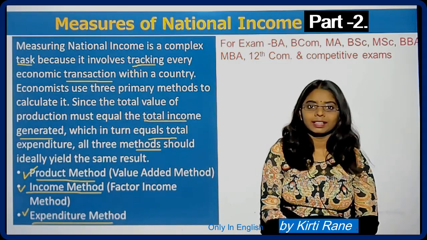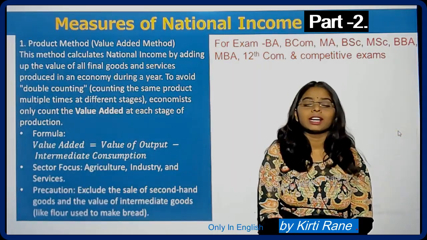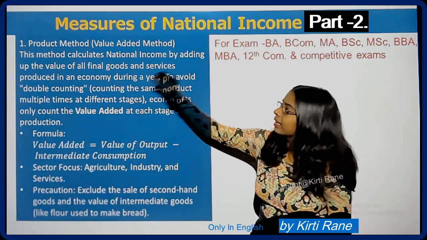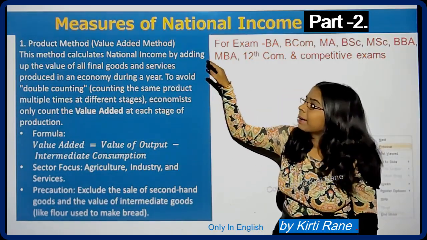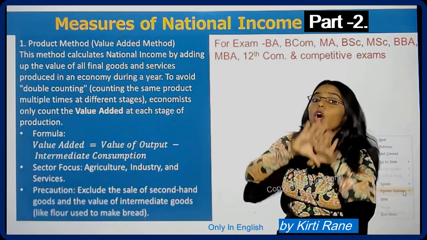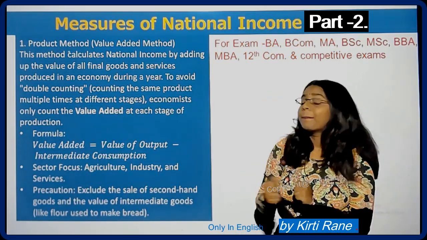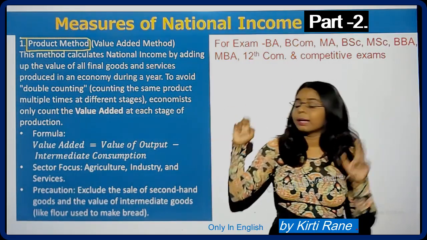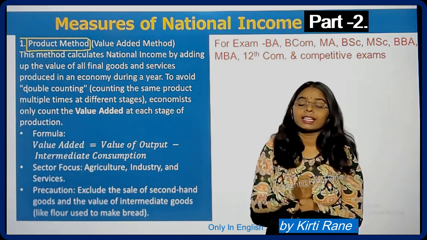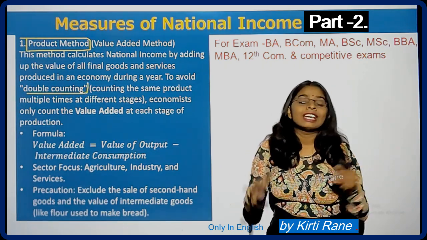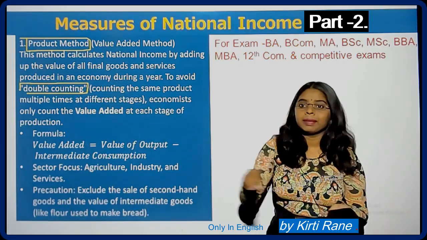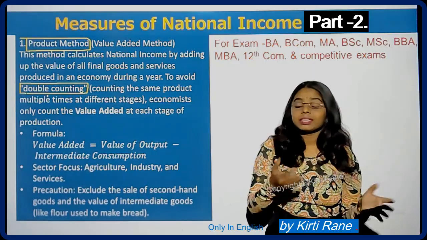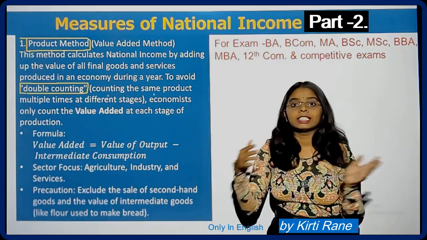So the first method is our product method or value added method. So what does it say? This method calculates national income by adding up the value of all final goods and services produced in an economy during a year. To avoid the double counting, that is counting the same product twice, because whenever a product goes through processes, one finished product could be another's raw material.